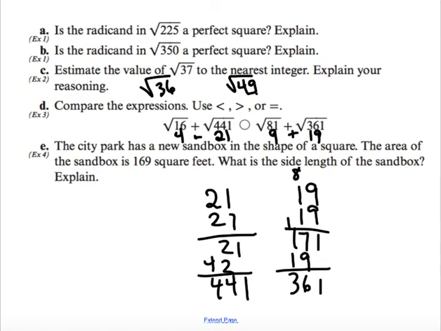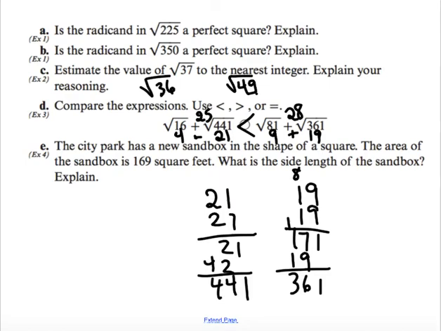You can see how important it is to know our perfect squares. And we can see that 4 plus 21 is 25, so that expression is 25. 9 plus 19 is 28, which means that the first expression is less than the second expression.